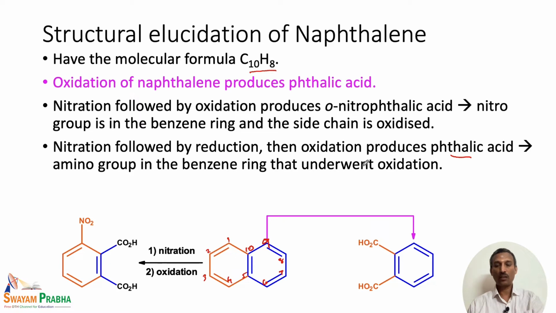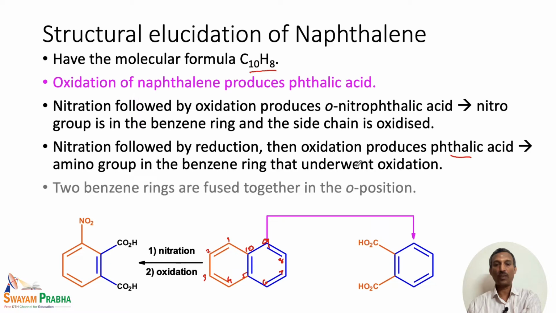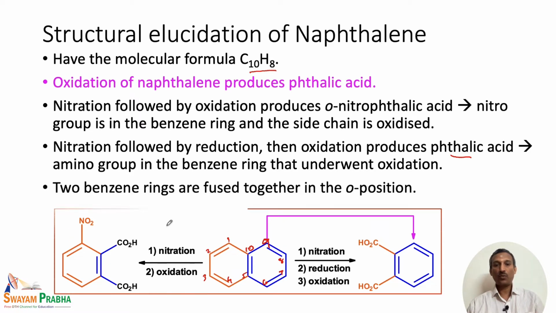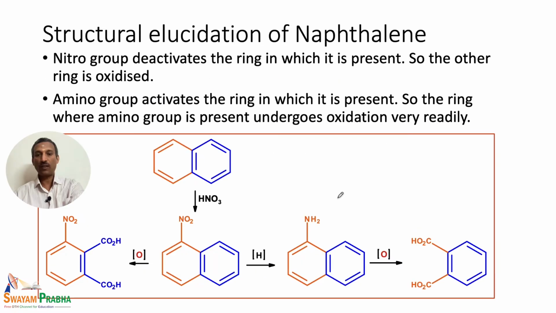So let us look at how we can represent all these reactions in a simple scheme. These two reactions, that means nitration and nitration followed by reduction, lead to two different types of phthalic acids. That tells us that the compound actually has two benzene rings. We will have to see how they are fused, and when we look at the reactions, we will understand how it proceeds. So the first one, this is the tentative structure of naphthalene. So there are two rings present.